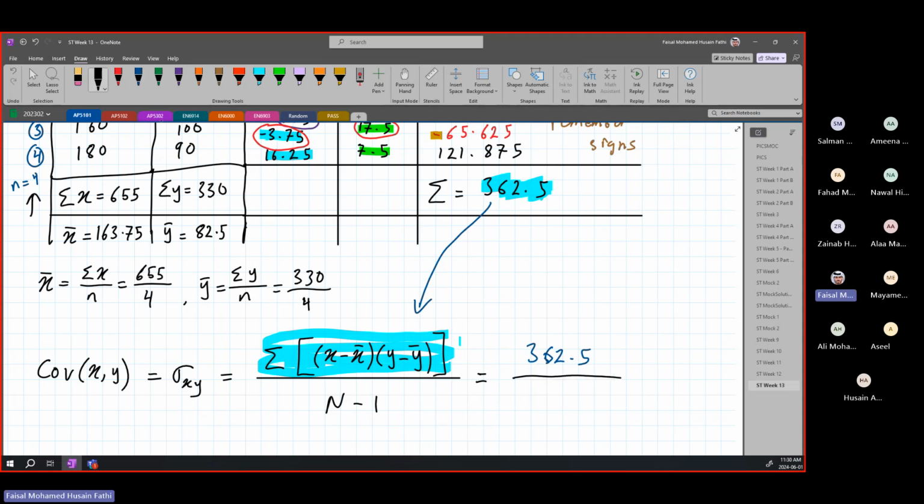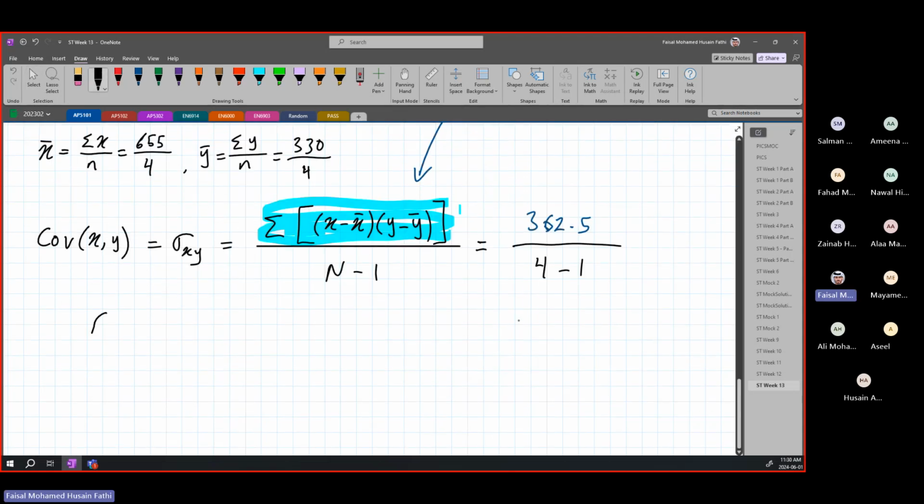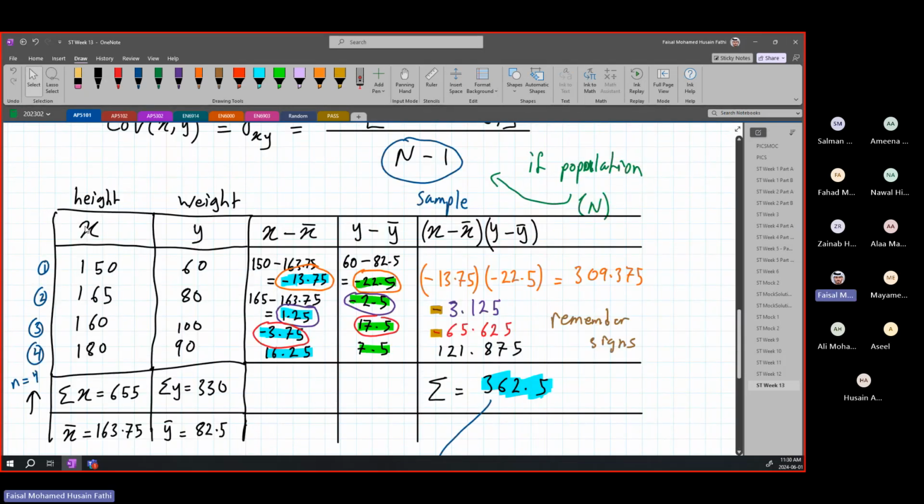We have found our n from earlier, which is 4. 4 minus 1. So simply, our covariance is equal to 362.5 divided by 3, which is 120.833. Okay? This basically describes the relationship between x and y, like how close the values are to each other's averages, all right?